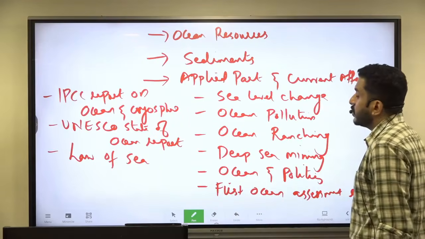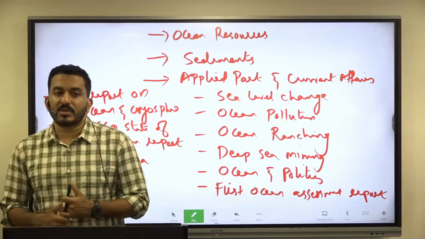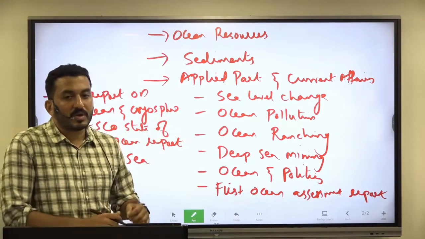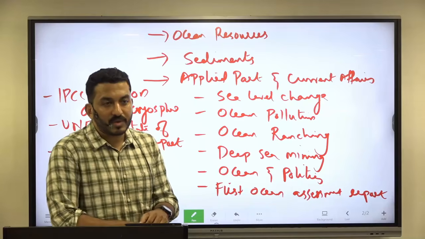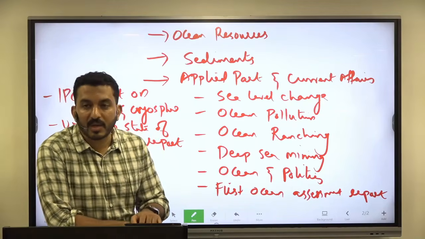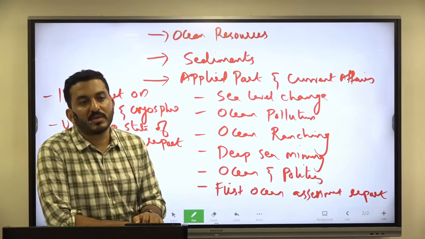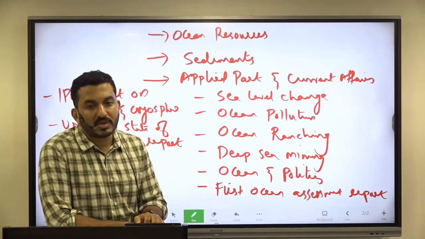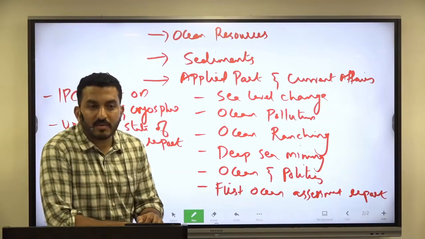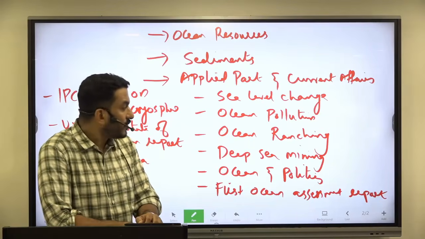Apart from this, ocean resources. You know that land resources are depleting, and that is the reason we are forced to look into oceans for more and more resources. Ocean provides biotic resources, energy resources, mineral resources, etc. So we need to understand which are the important resources that can be harnessed from oceans and what are the challenges involved in it. Now sediments, the different types of sediments which you see in different parts of the ocean.